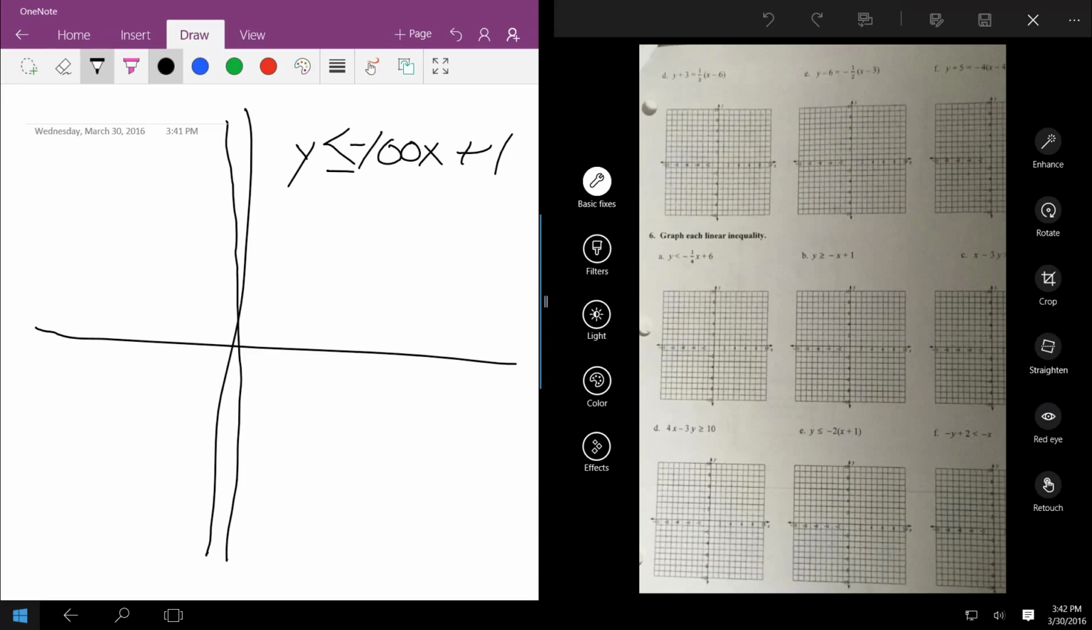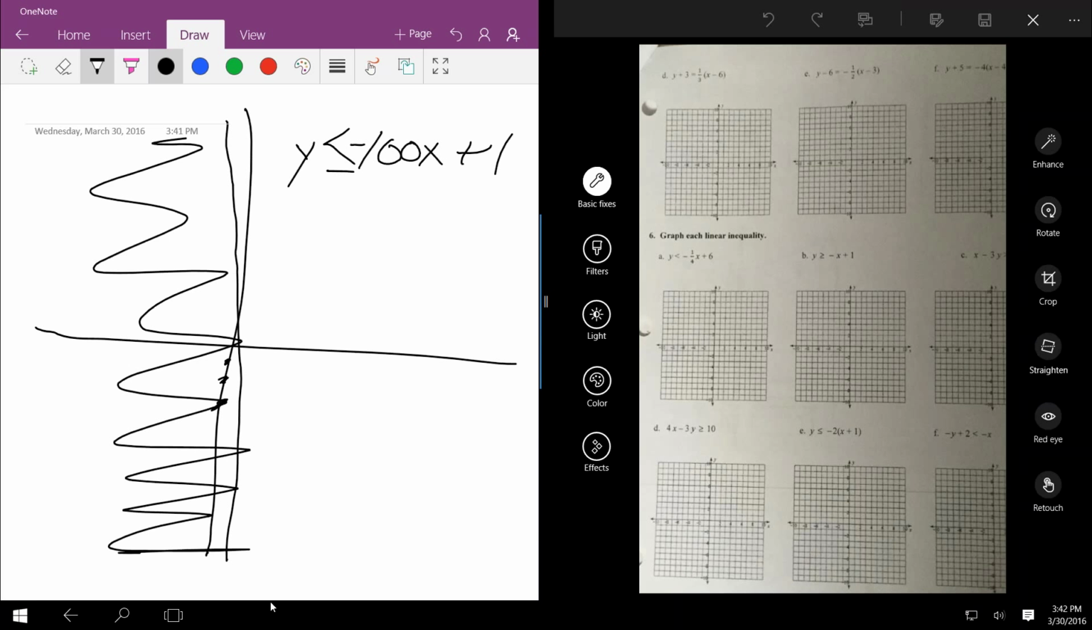In other words, when y is on the left side of the equation, the only axis that we care about is the y-axis. We're going to find a point on the y-axis that is less than or equal to the line. So any point I find tells me which side to shade. And it looks like I'm shading the left side, but I'm really shading the underside.